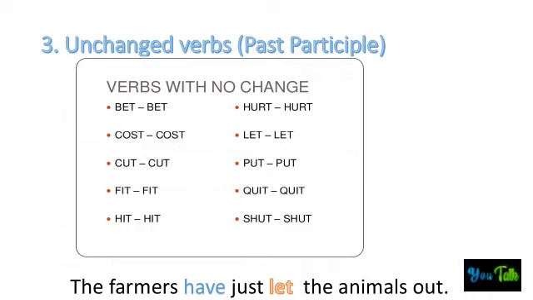An example of a sentence using an unchanged verb in the past participle is given. The farmers have just let the animals out. Here, it is the present perfect tense of the verb to let.